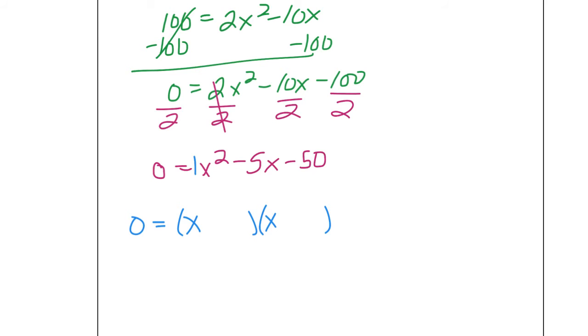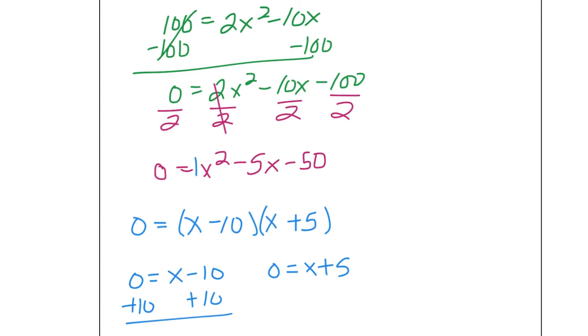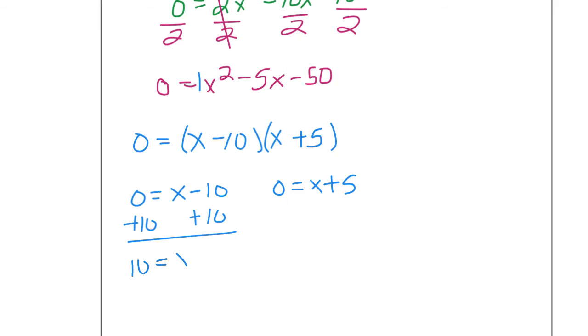So I need numbers that multiply to a negative 50, but add up to be negative 5. Well, those two numbers are going to be negative 10 times a 5. Negative 10 times 5 makes negative 50, and if I do negative 10 plus 5, I get negative 5. Set each factor equal to 0, and then solve each factor for x. So I get 10 equals x, and on the other equation we have negative 5 equals x.